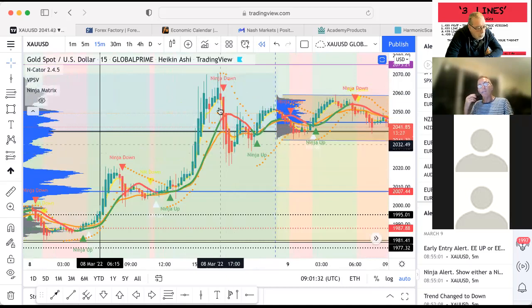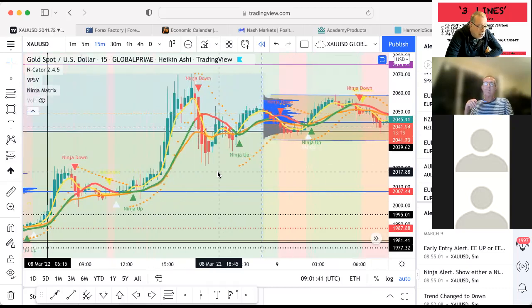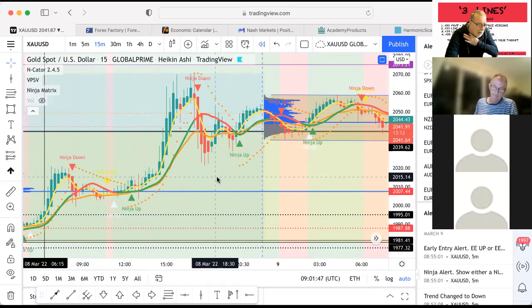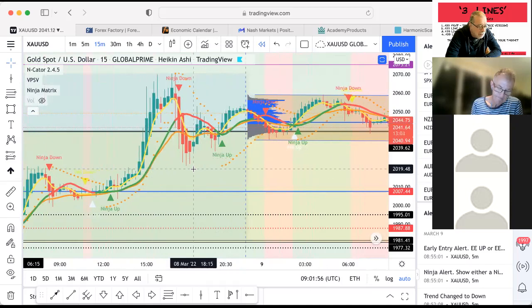We could have taken a lot of pips out of that, but I would have been breaking my rules. And one of the things that I've learned in trading Forex and trading metals and indices is stick by your rules. In that case, I missed out on quite a lot of pips, but I was happy that I'd been disciplined and stayed with the rules.